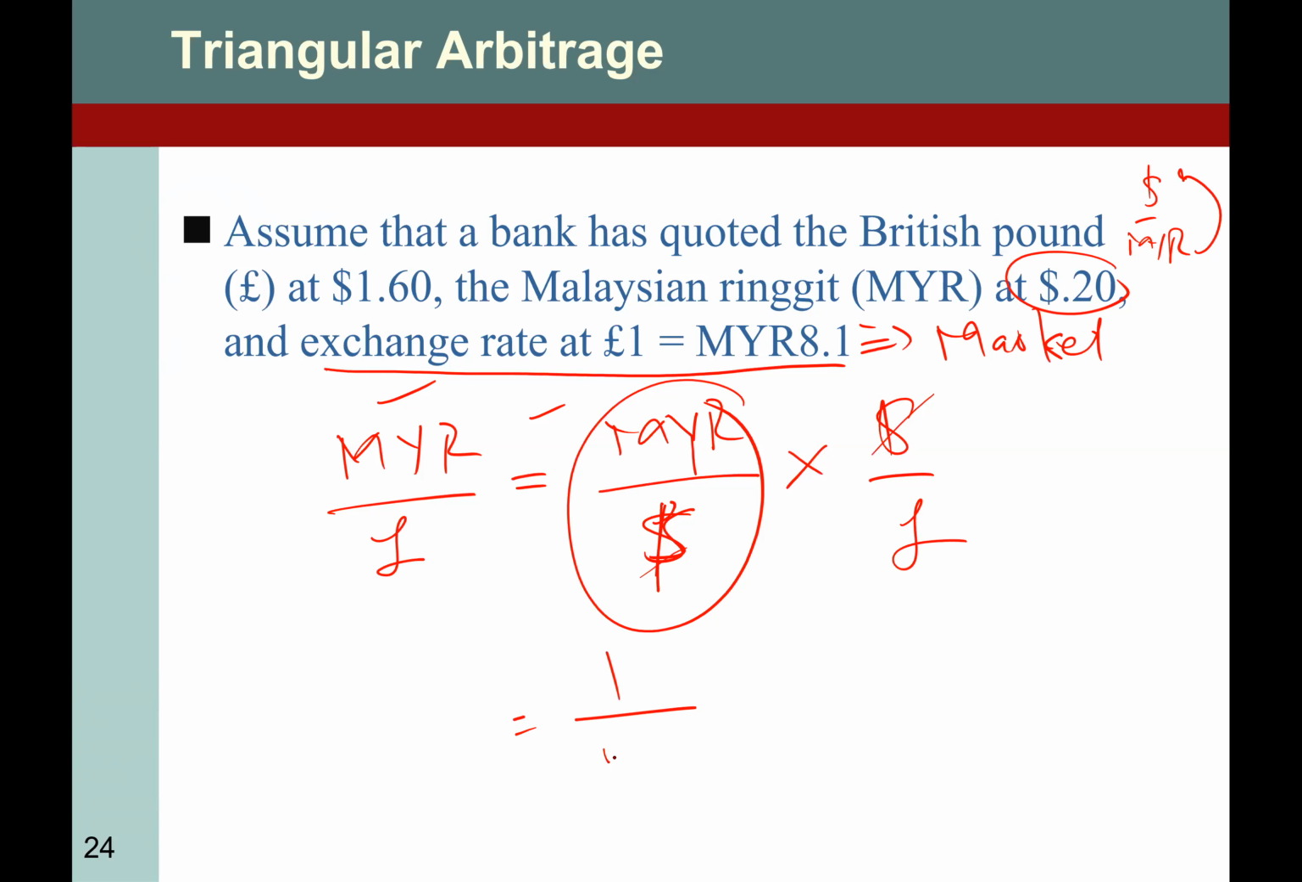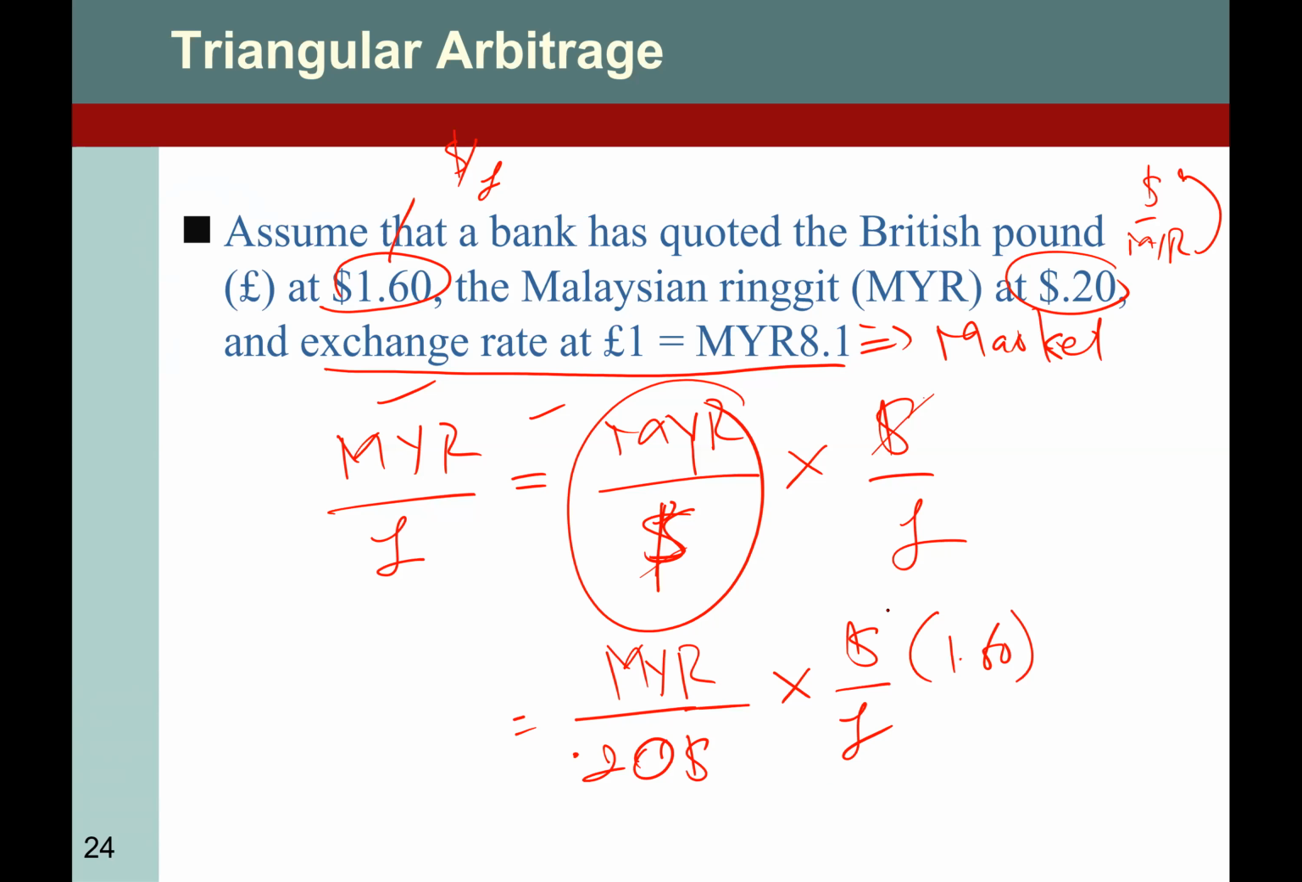So it means we have to reverse it. This is 0.20 dollar, which is the reverse rate of 1 Malaysian ringgit. Do we have dollar over pound? So this rate is dollar over pound. We just write it down as it is, 1.60. Right? So in this case, dollar and dollar cancel, and we end up with MYR divided by pound.